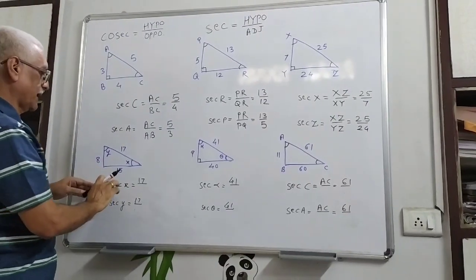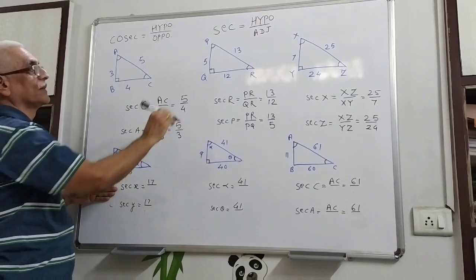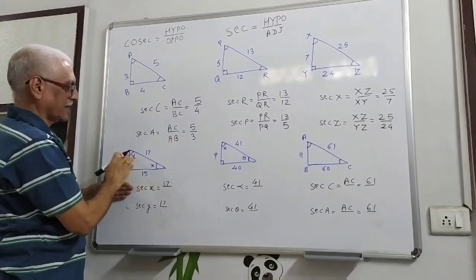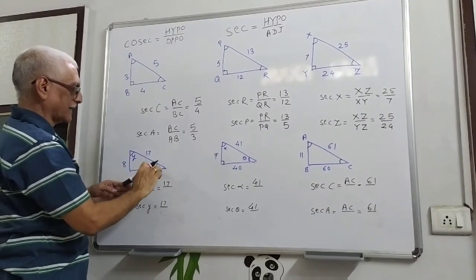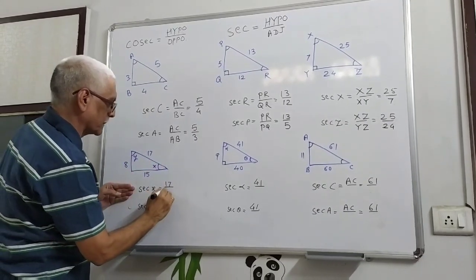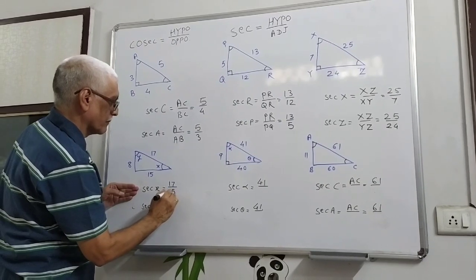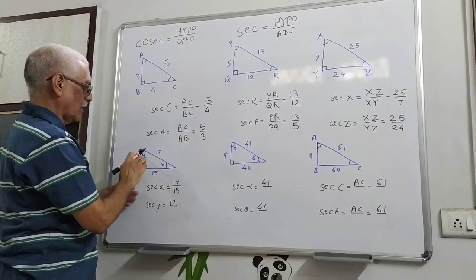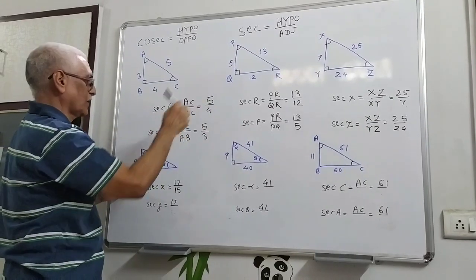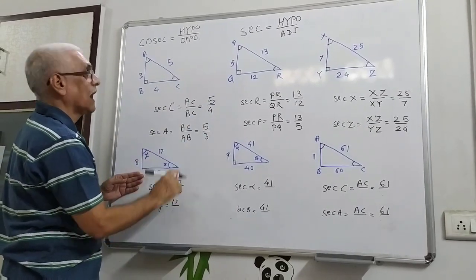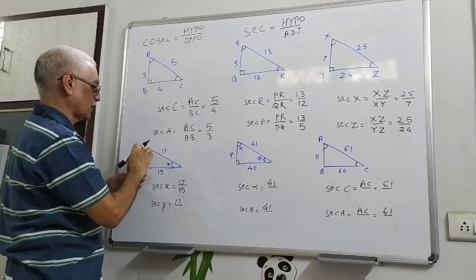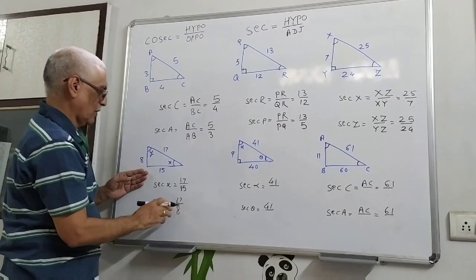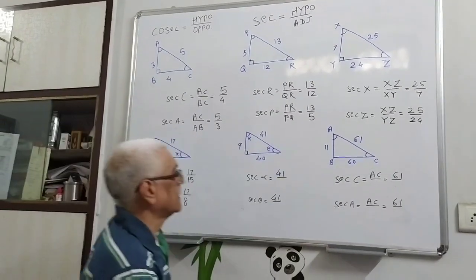In this case, if you find sec X, as we did, sec means hypotenuse upon adjacent side. Hypotenuse is 17 and the adjacent side to X is 15. And if we want sec Y, hypotenuse is this 17 upon adjacent side. Adjacent to Y is 8. So 17 upon 8 is the value of sec Y.